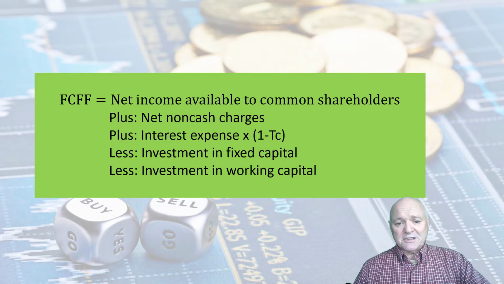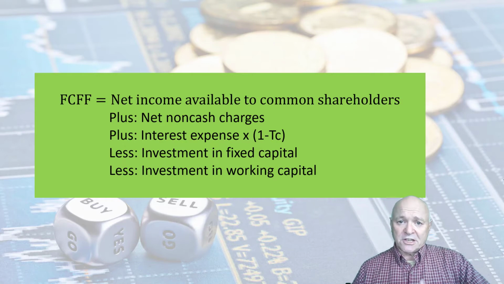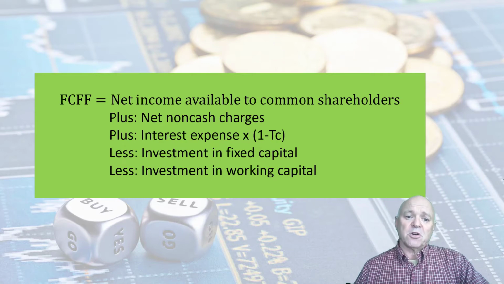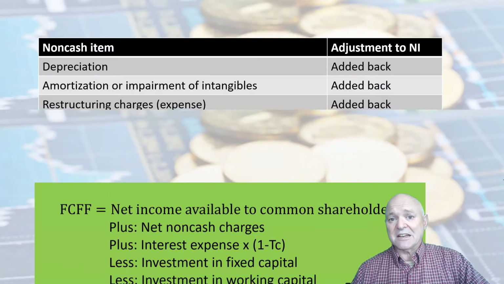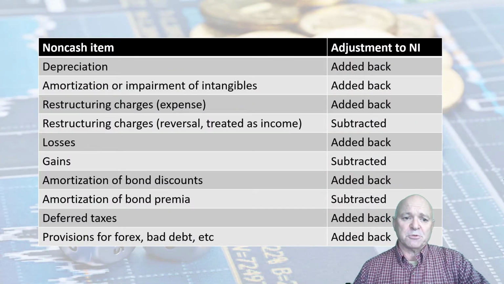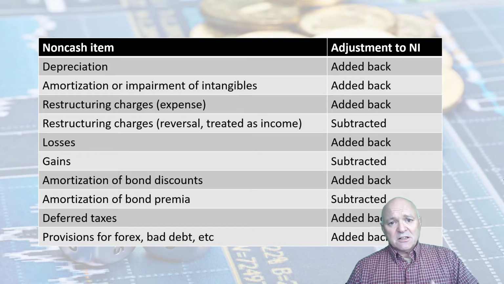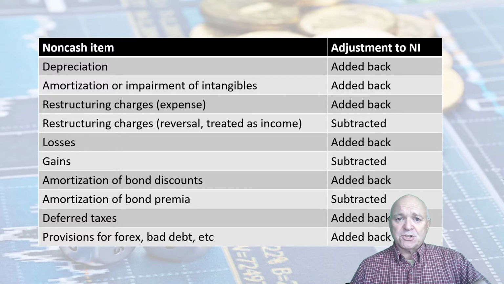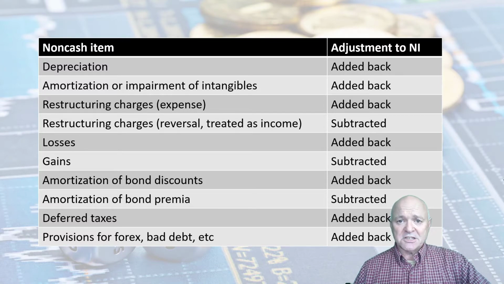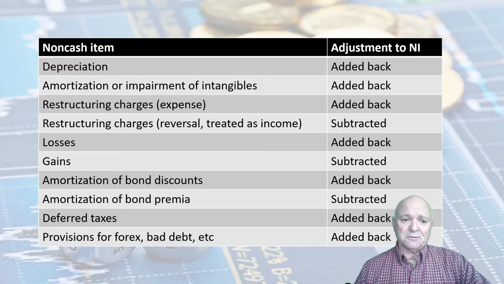We're also going to subtract any investment in fixed capital that would be required to continue in the same line of business. And we're also going to subtract the net investment in working capital, in new inventories and accounts receivables. When we mention non-cash items, that includes things like depreciation. It's a non-cash item because it doesn't remove any cash from the company. It essentially moves the cash from one part of the accounts to another.